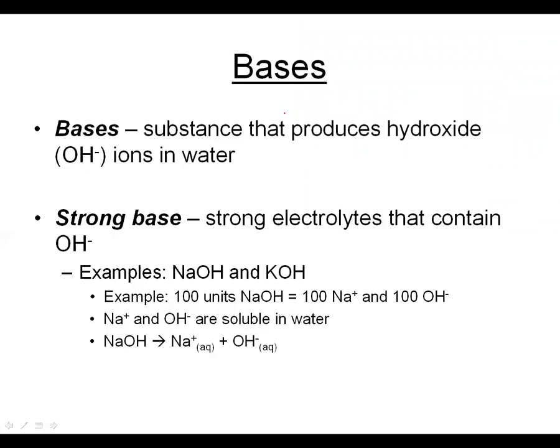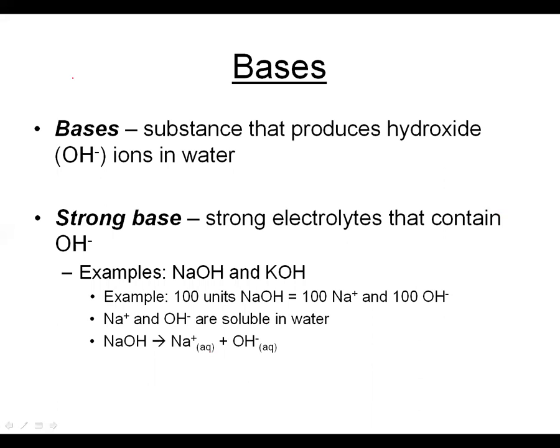Now, bases, on the other hand, are substances that are able to produce hydroxide, OH minus, in solution. And that's really the difference between an acid and a base. An acid has the ability to produce free H plus, while a base has the ability to produce free OH minus ions in solution. Strong bases are strong electrolytes, so things like sodium hydroxide, potassium hydroxide.